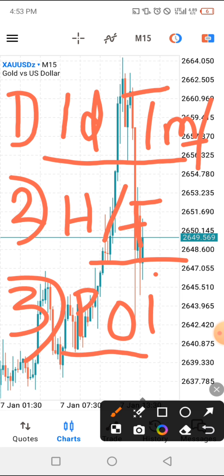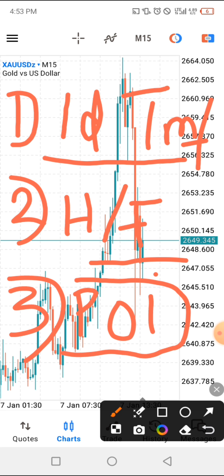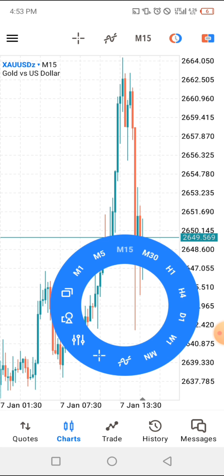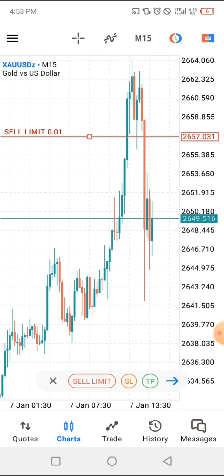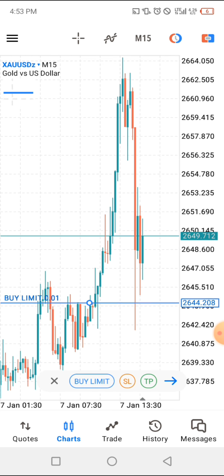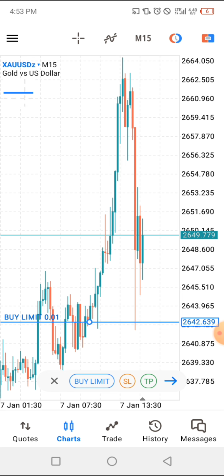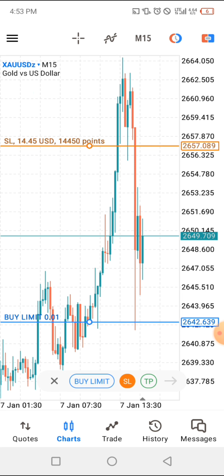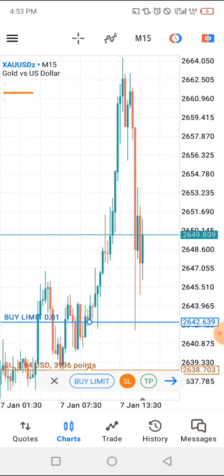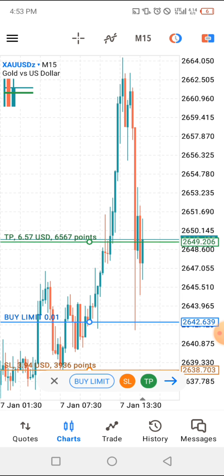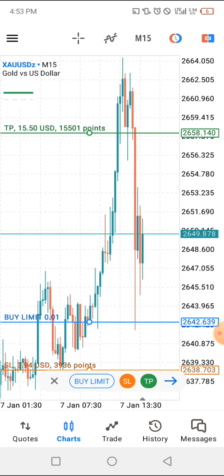So once you've identified your POI, your point of interest, you now enter your trade. If you enter your trade, you set your stop loss. For instance, let's say you wanted to take this trade from here, maybe like the 50% of this zone, and your stop loss would have been the low here. And your take profit would have been, let's say, 3 RR.